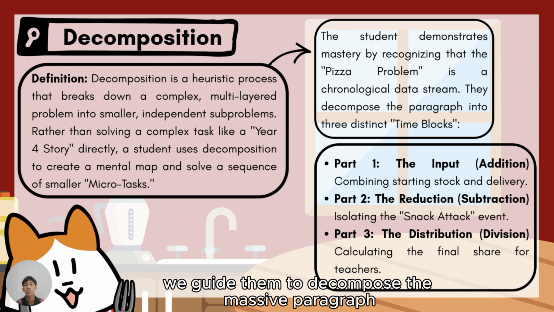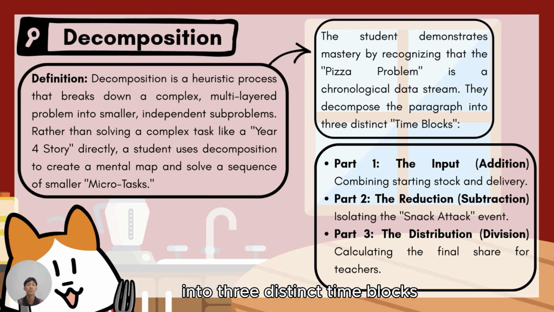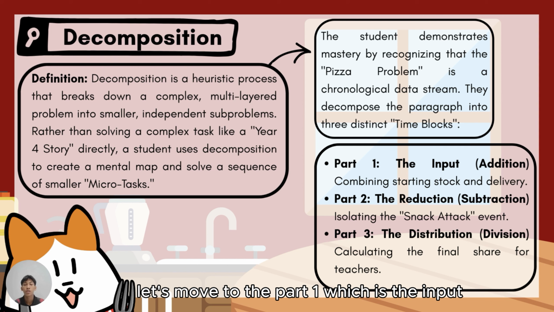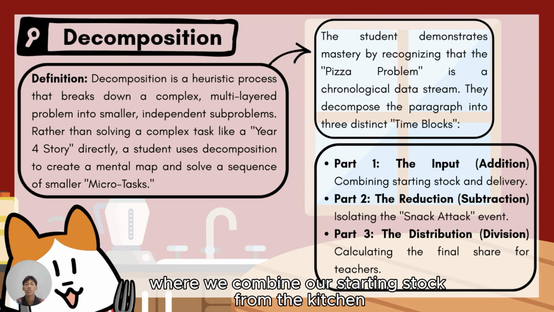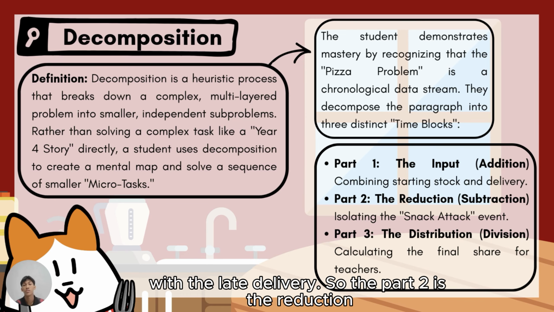We guide them to decompose the massive paragraph into three distinct time blocks. So here I have this divided into three parts, which is part 1, part 2, and part 3. Let's move to part 1, which is the input. This is an addition problem where we combine our starting stock from the kitchen with the late delivery.